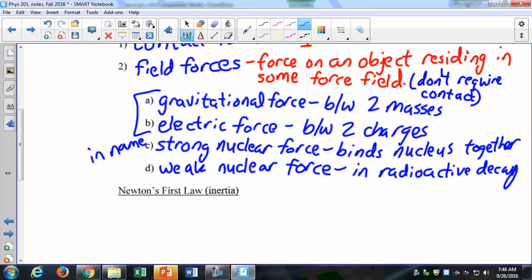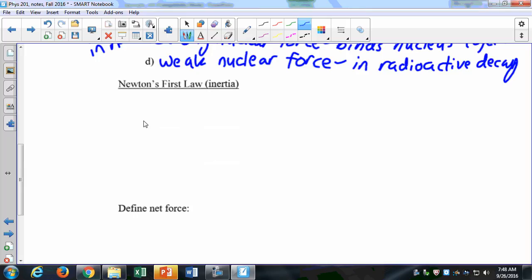You could have a multiple choice question about these, but you won't see it on the free response. But a multiple choice might ask which of these is a field force, and it would list several forces, and you would have to pick out those that are field forces. All right, let's look at Newton's first law. Actually, before we do that, let's watch a video.